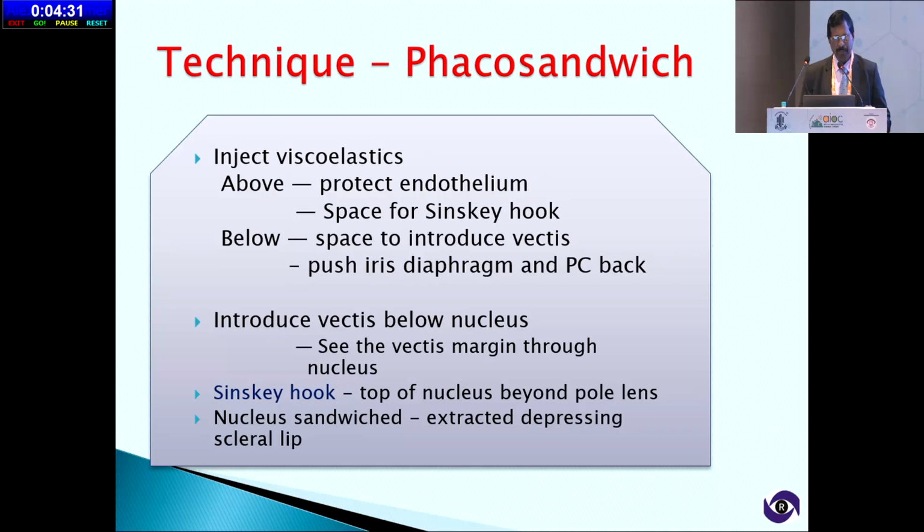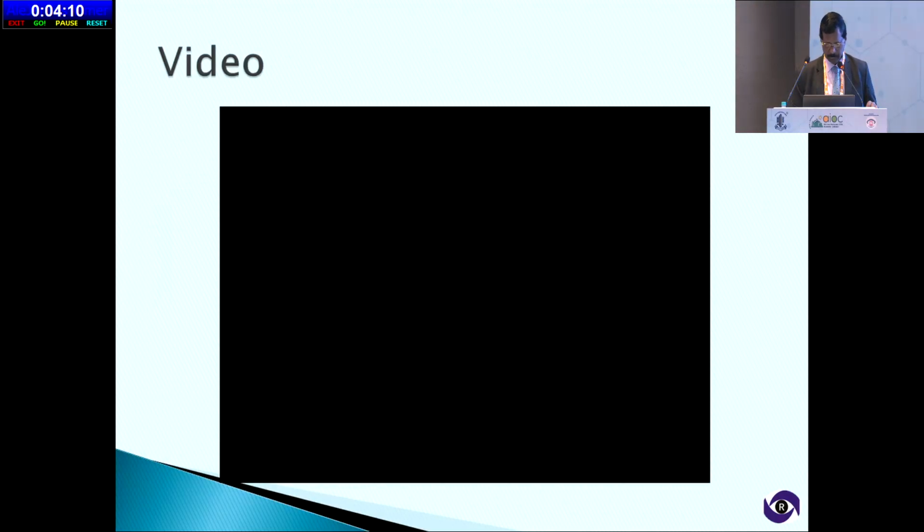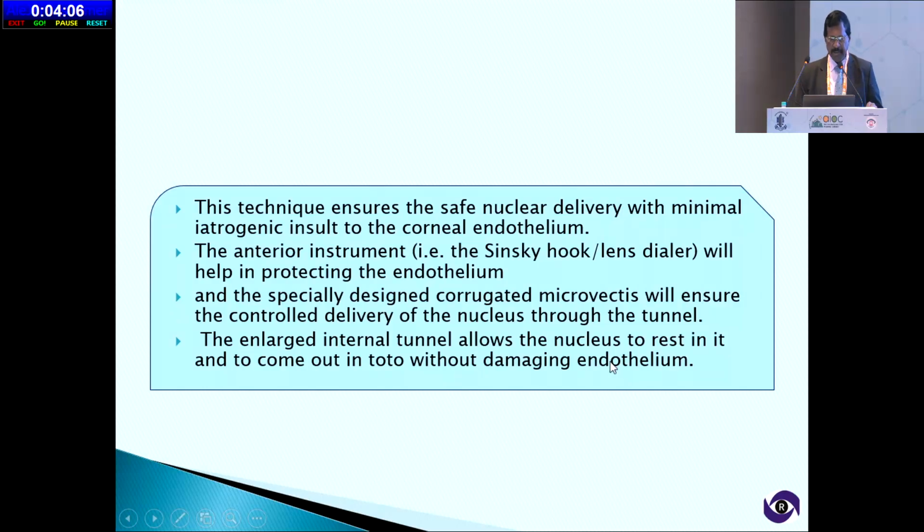Very carefully see that your posterior capsule is pushed quite far. Introduce the vectis below the nucleus, carefully watching while passing it under the nucleus, so that you will not catch the iris at any point and also will not injure the posterior capsule. So this technique ensures safe nuclear delivery with minimal iatrogenic insult.